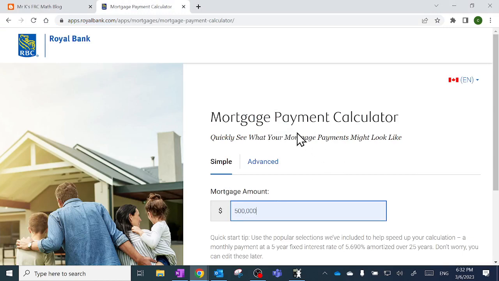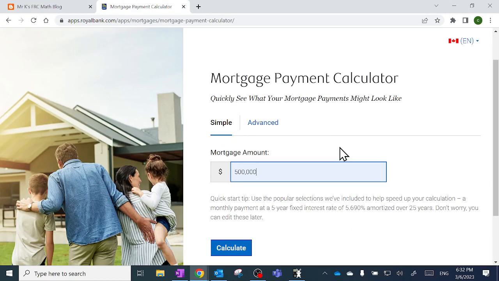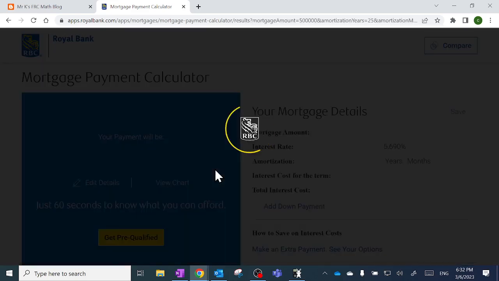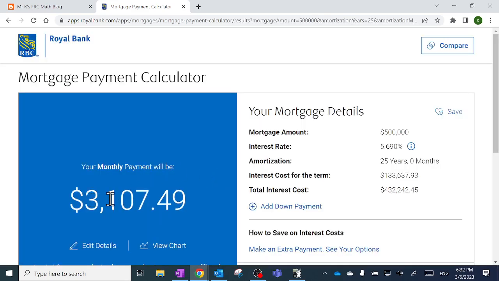There's more expensive houses than that in this part of town. And just how big is your mortgage payment if you really want to live in a house that big? Well, it's going to be pretty big. We saw yesterday, this was about 3,100, there it is, $3,107.49 if we walked in today and got a 5.690 interest rate for a 25-year mortgage.